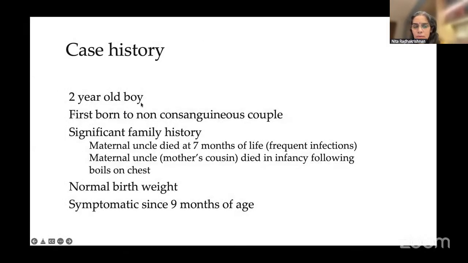So here is a 2-year-old boy who's had a significant family history. There is non-consanguinity, but a family history of a maternal uncle having died at 7 months of age due to frequent infection, and another mother's cousin who has died in infancy following some boils on the chest, so probably an infection as well. He had normal birth weight, but he is symptomatic only from 9 months of age.